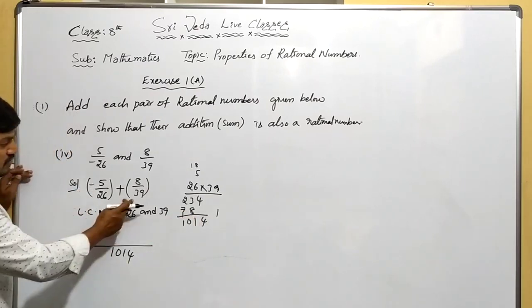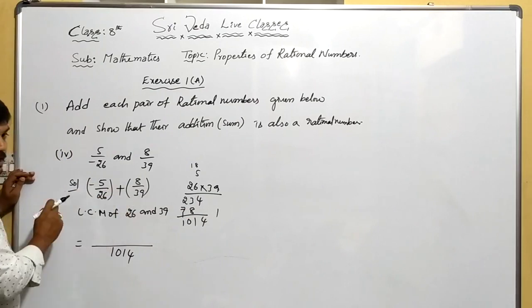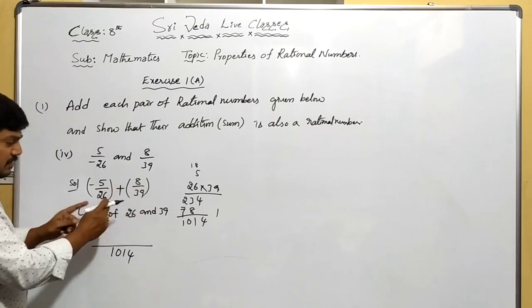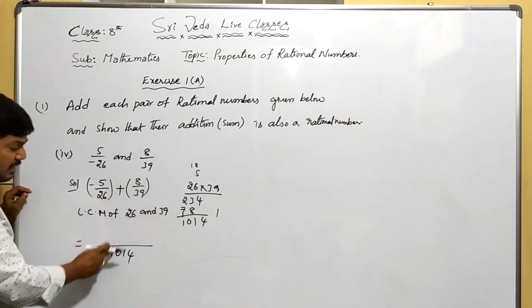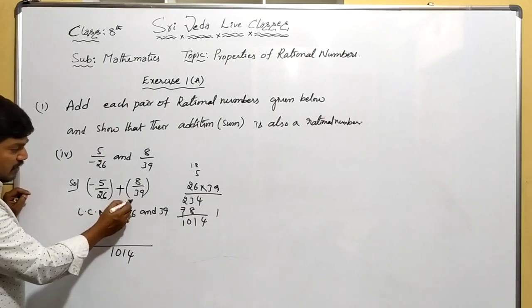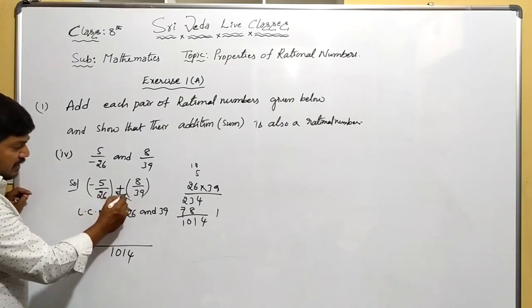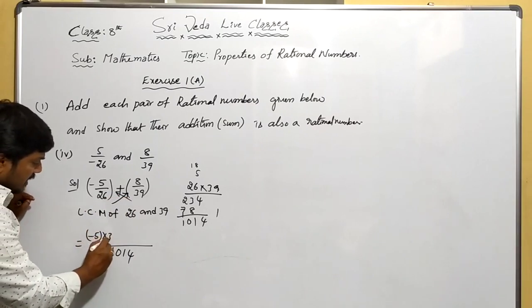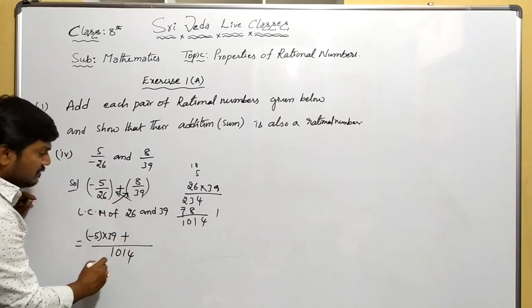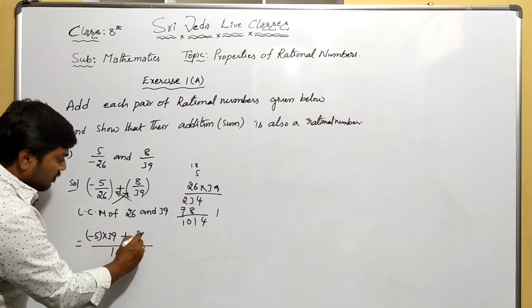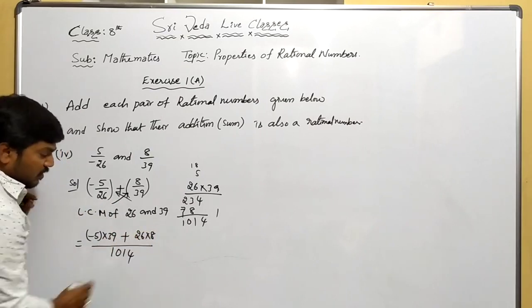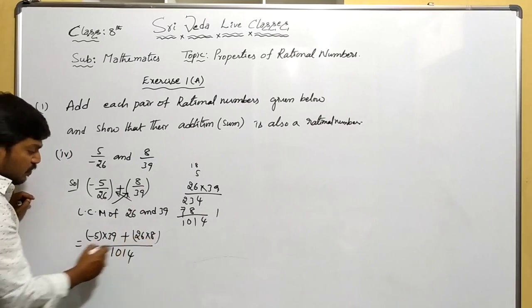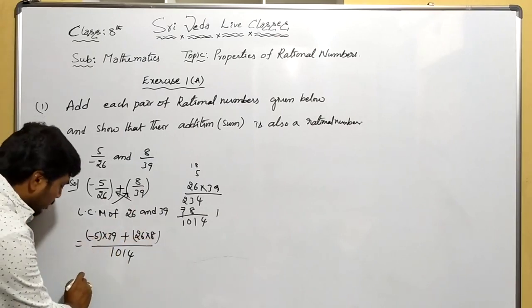Next, this one into this one. Co-primes means, listen, while co-primes, the LCM is the product of these two. Multiply like this. So minus 5 into 39, what is there? Plus 26 into 8, like this. Okay, so the product of these two like this. I'll get it, multiply it.